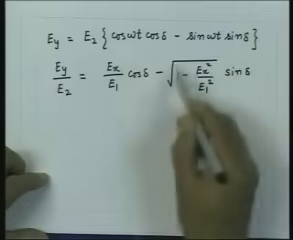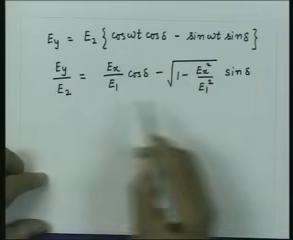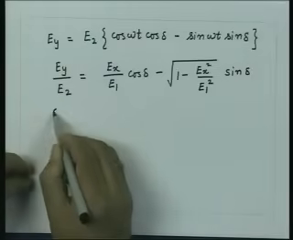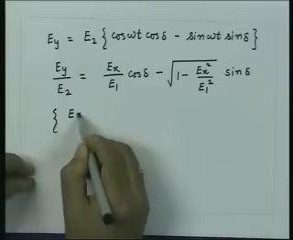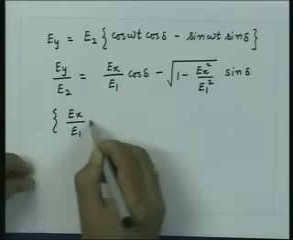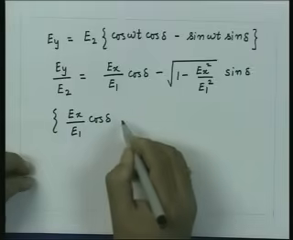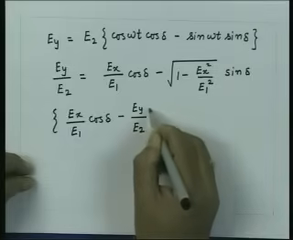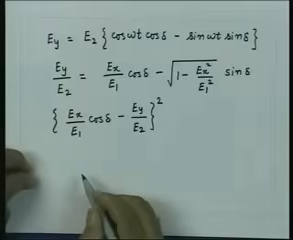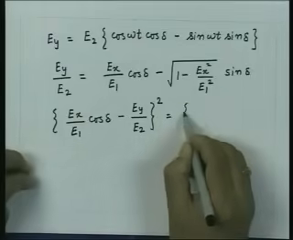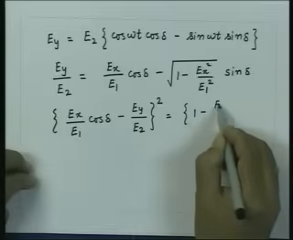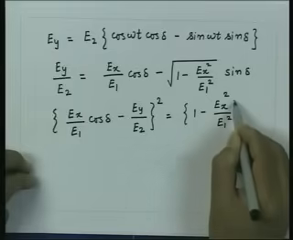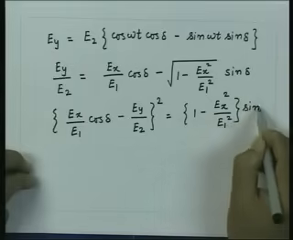To remove this square root sign, we can bring this term on this side and take a square on both sides. So, we can get here Ex upon E1 cos of delta minus Ey upon E2 whole square, that is equal to 1 minus Ex square upon E1 square, sine square of delta.